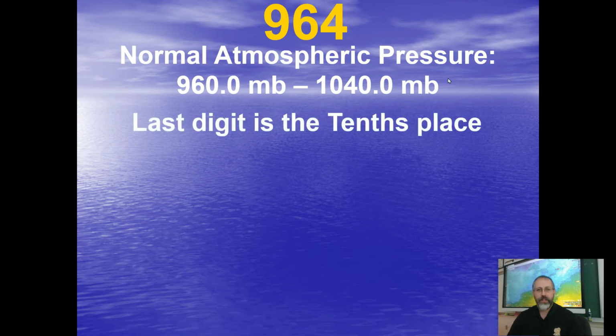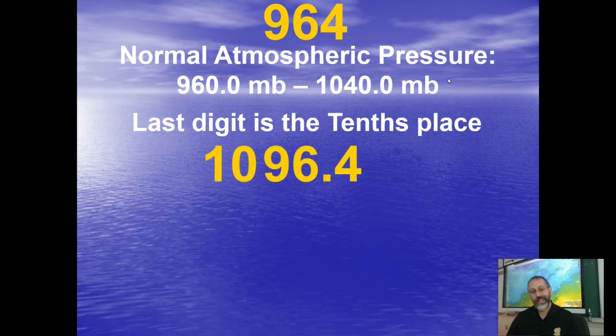The last digit, when this is encoded on a station model, is always in the tenths place. So you're going to put a decimal point, in this case, between the 6 and the 4. Now, that would leave you at 96.4. That is not a normal air pressure on the planet. So we have to add something to it.